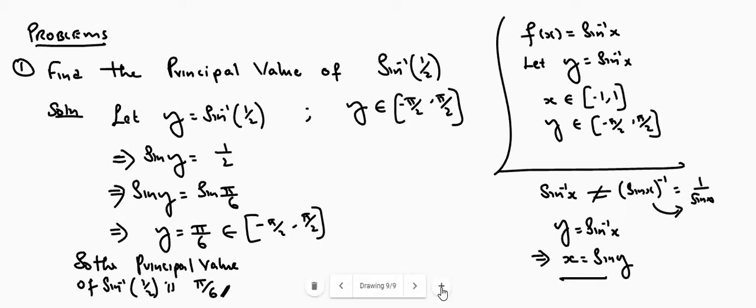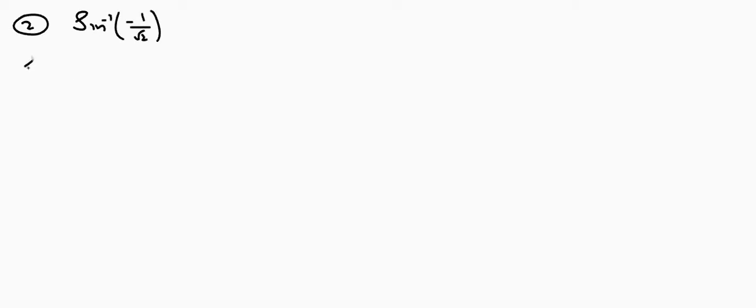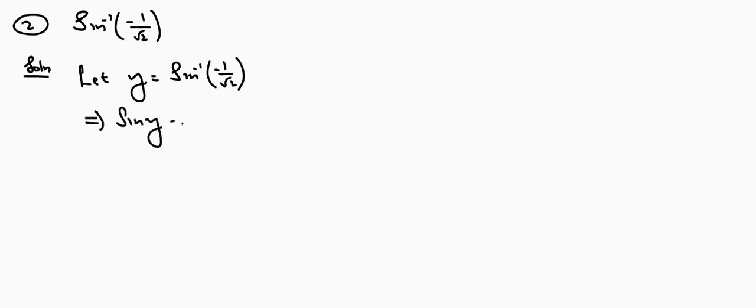Clear? Next question, question number 2. Find the principal value of sin inverse of minus 1 by root 2. Let y equals sin inverse of minus 1 by root 2. That implies we can write sin y equals minus 1 by root 2. That implies sin y equals minus sin pi by 4, since sin 45 is 1 by root 2.